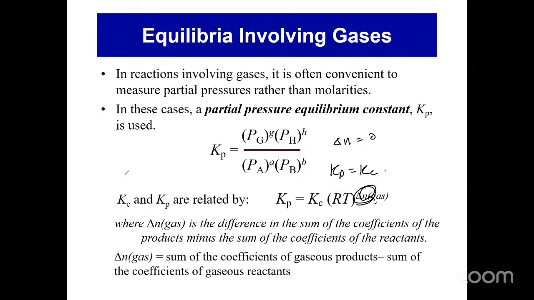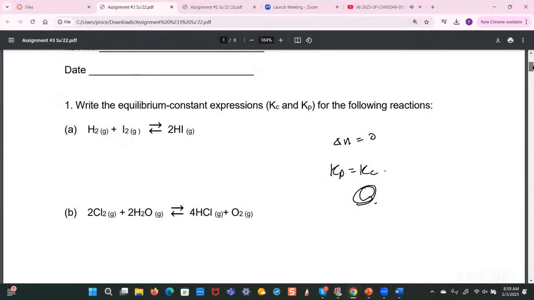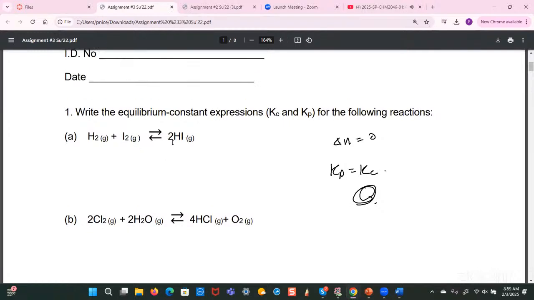And that can be seen, for example, in the first one, this equation right here. The sum of the coefficients of the products is 2. So delta N would be equal to the sum of the coefficients of the products, which is 2, minus the sum of the coefficients of the reactants, which is also 2. So that would be equal to 0. Therefore, in this case, KC and KP would be equal to each other. All right? Okay, so I just thought I should point that out.